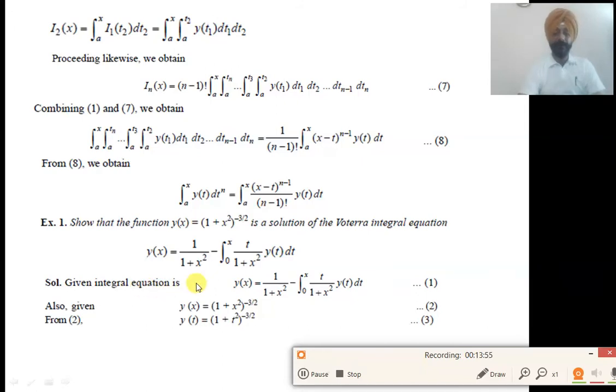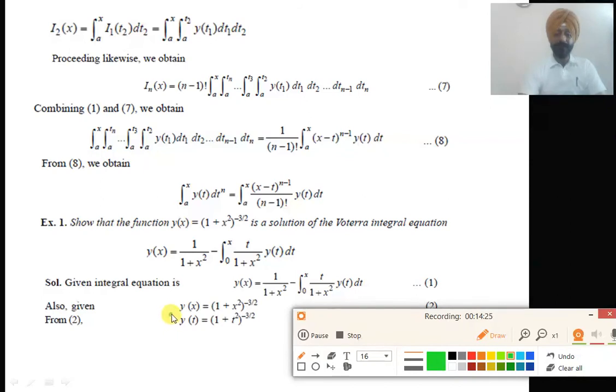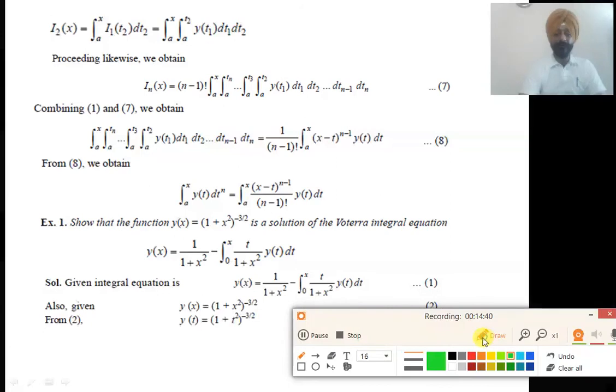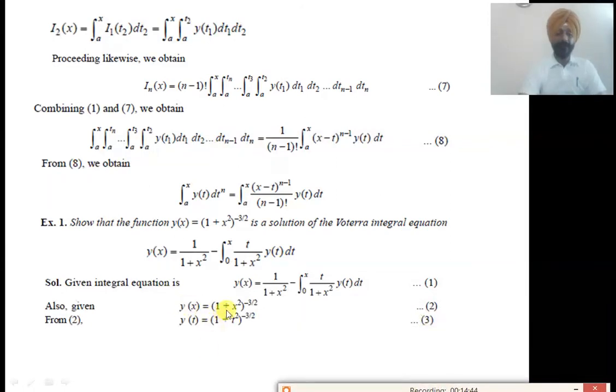Here, solution: given y(x) is equal to (1 plus x square) raised to the power minus 3 by 2. So, I take y(x) as y(t). When I take t here, this x is replaced by t, and it becomes (1 plus t square) raised to the power minus 3 by 2. It is my advice to all students that note this step very carefully: whenever y(x) is given, we convert into y(t), and then we replace this y(t) in the given equation, and that is all. This is the only way we solve this question.